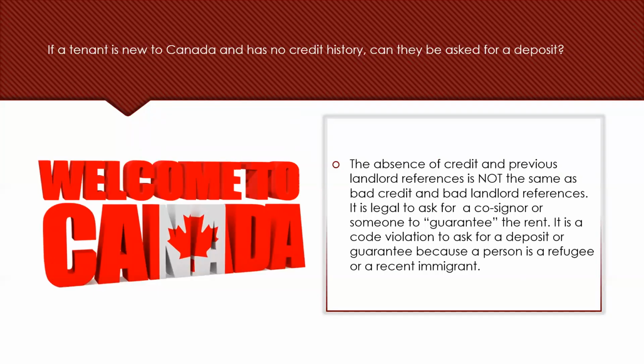So if a tenant is new to Canada and they have no credit history, can they be asked for a deposit? We see this a lot. Realtors, landlords, watch out. The absence of credit and previous landlord references is not the same as bad credit and bad landlord references. It is legal to ask for a cosigner or someone to guarantee the rent in certain circumstances. But if you ask that person to provide you an above normal deposit based simply on the fact that the person is a refugee or a recent immigrant, it is very much a human rights complaint. And I would argue a successful human rights complaint. So you have to be very, very careful.